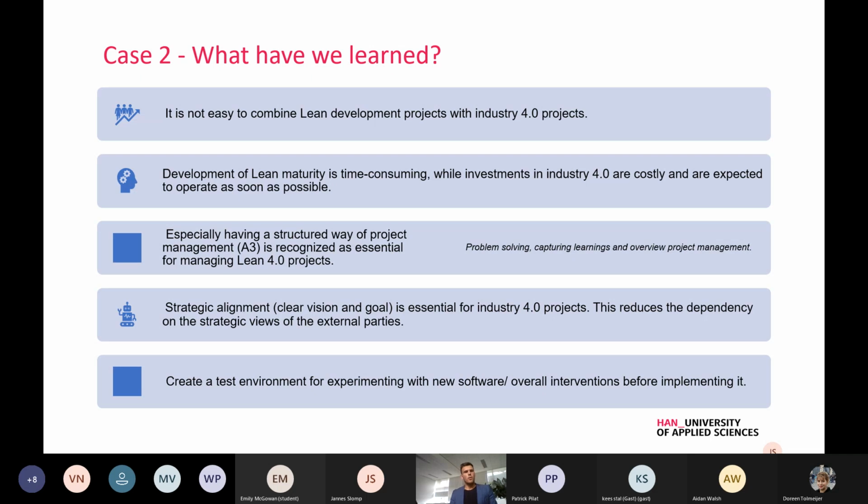So where the first case really took a lean-driven pathway, a lean-driven trajectory, this organization chose, or followed, you could argue whether it's chosen or whether they just went along, a bit of both trajectories simultaneously.